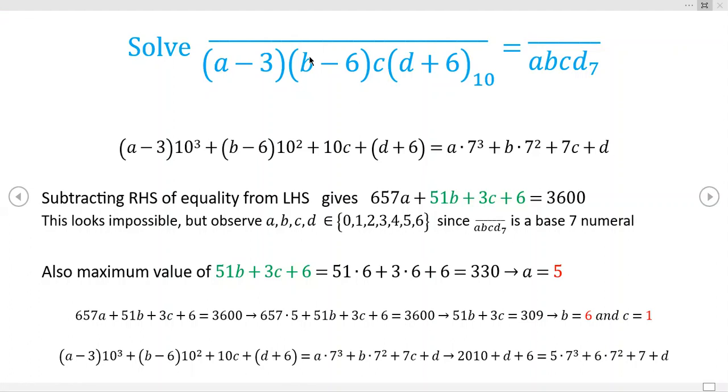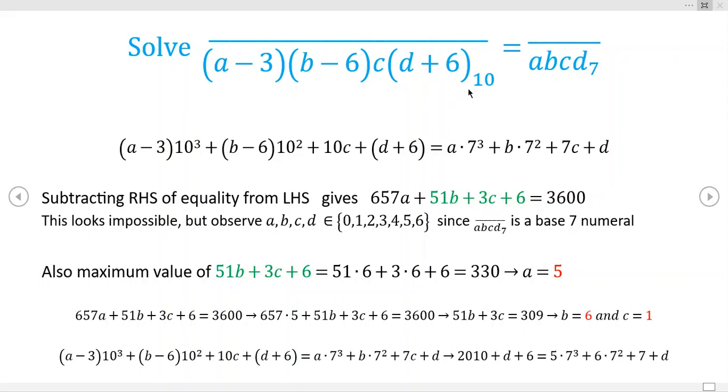The horizontal bar is sometimes called the vinculum, I think. And it's a way to say that these are 4-digit numbers. Otherwise, you might think it meant A times B times C times D. In other words, when you see letters juxtaposed, you think that means multiplication. But these are 4-digit numbers. This is a 4-digit number in base 7, and this is a 4-digit number in base 10.